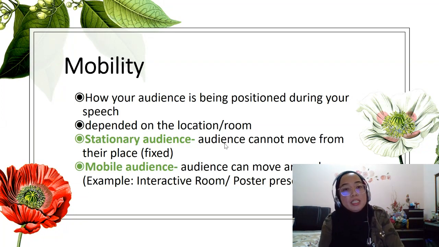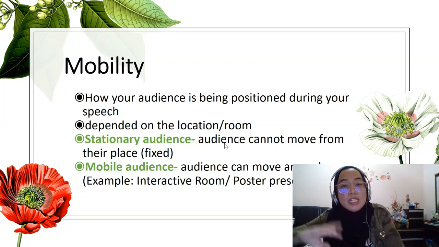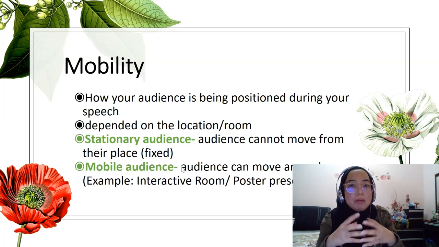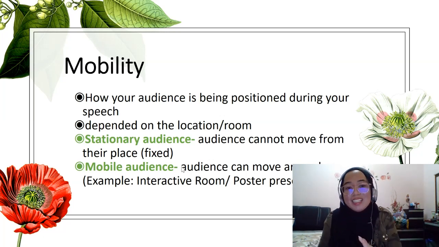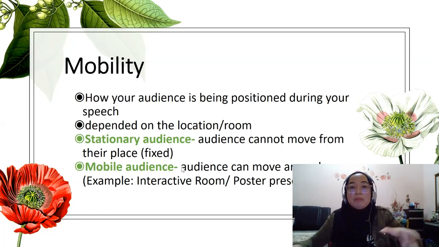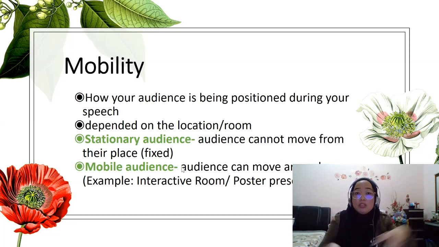Lastly, we're looking at mobility. When we talk about mobility, it's often linked back to the location or the room that you chose when you're giving the speech. Okay, so we're looking into how your audience are being positioned or seated during a speech. There are two types here. The first one is stationary, where your audience could not move a lot during a speech because their place is basically fixed. Or secondly, we can have a more mobile audience where they can freely roam around the room and be in different places all around the room.